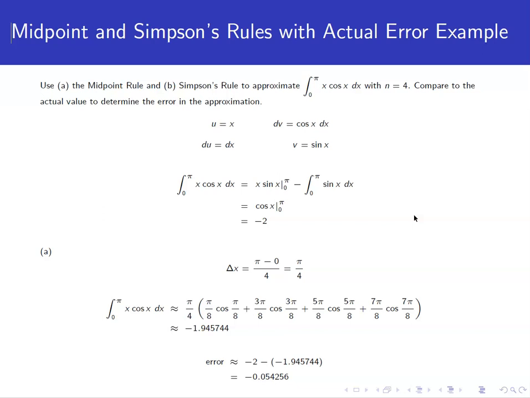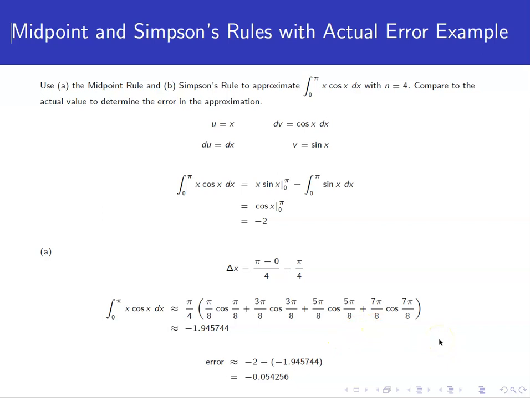We're told that we have 4 subintervals that we want to use. Our interval is going from 0 to pi. So first calculate our delta x. We get pi over 4. The midpoints of our 4 subintervals, well, from 0 to pi over 4, we get pi over 8 as a midpoint. Pi over 4 to pi over 2, 3 pi over 8 is the midpoint. And so on. The other two midpoints are 5 pi over 8 and 7 pi over 8.